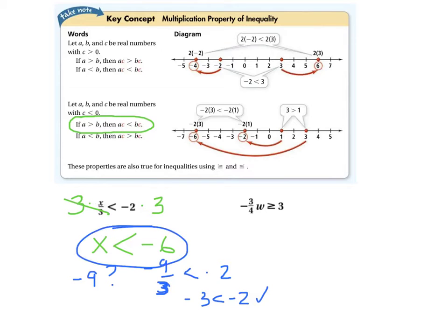Therefore, I know my inequality answer, my solution, is correct. I'm not going to graph these. We've got our graphing pretty well down. Let's move on to the other one.